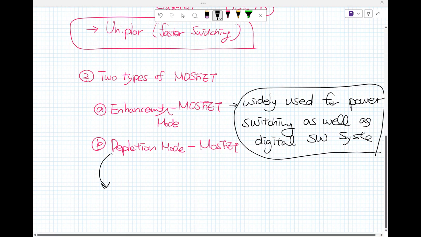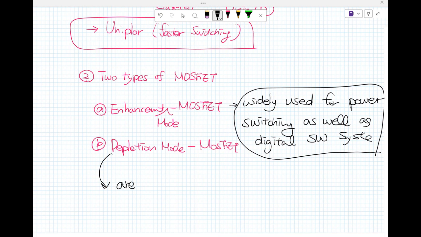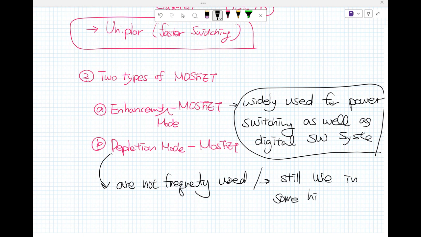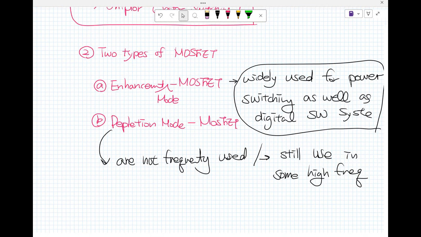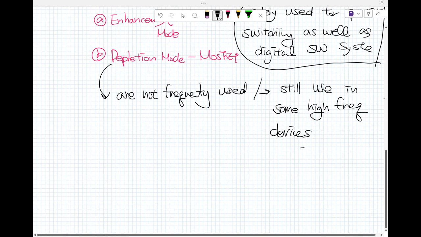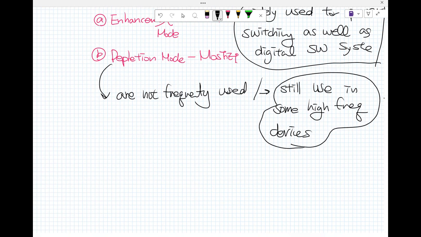However, the depletion mode ones are not frequently used now, but they can still be used in some high frequency devices. Okay. High frequency devices, just like the RF amplifier. This is one of the applications. All right.